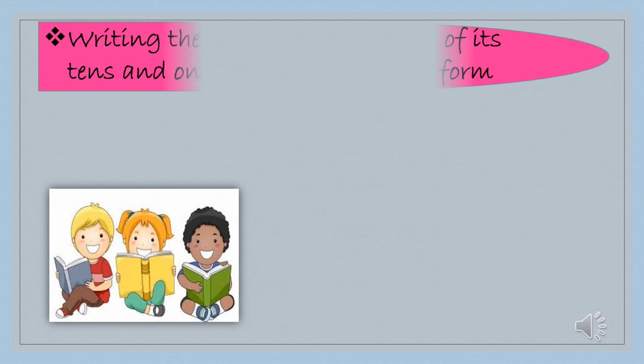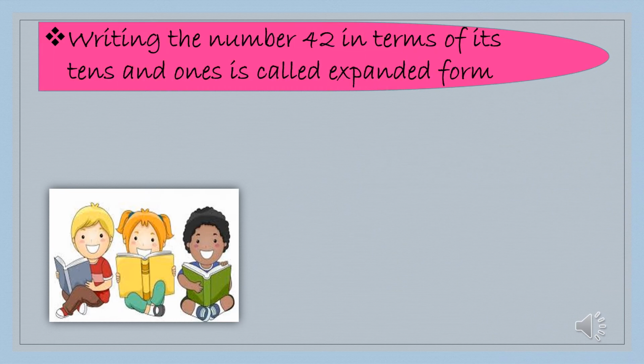So children, writing the number 42 in terms of its tens and ones is called expanded form. We have seen in the previous slide also that 42 can be written as 4 tens plus 2 ones or 40 plus 2. That is writing the number in terms of its tens and ones, and that is called the expanded form of the number. Okay, I hope expanded form is clear to you now. Now let's see the number 42 again, and we will understand it with the help of a picture, which we will make for tens and ones.